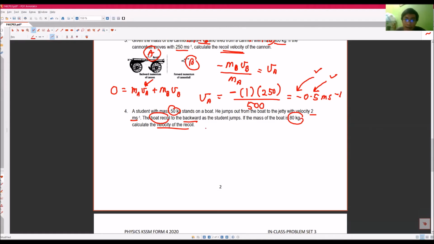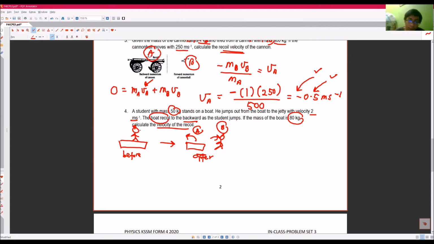So this is an example of explosion. Basically we have a boat, and then the student stands on the boat, and after that the student jumps from the boat, and then the boat moves backwards. So this is completely an explosion problem. This is before, this is after. Basically we can call this object A and this object B.